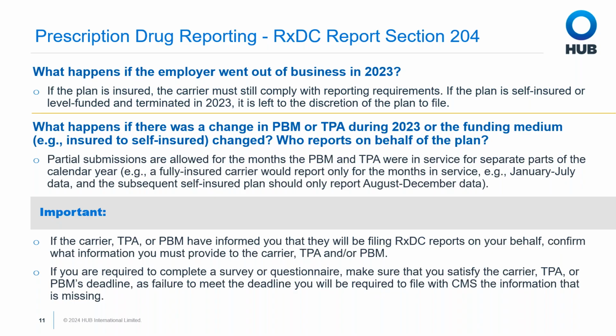What would be critical aspects to ask? Is your TPA, PBM, or insurance carrier filing on your behalf, and by which deadlines, if any, are you required to complete a questionnaire or survey and submit it to them? And what happens if you fail to complete that questionnaire or survey on a timely basis? Will you be required to file the missing information? Most vendors have indicated that if you miss the deadline established by that vendor, you will be responsible for filing the information that is missing.